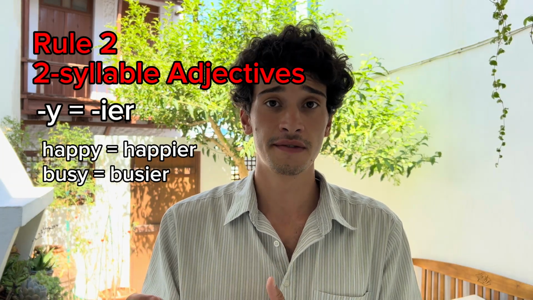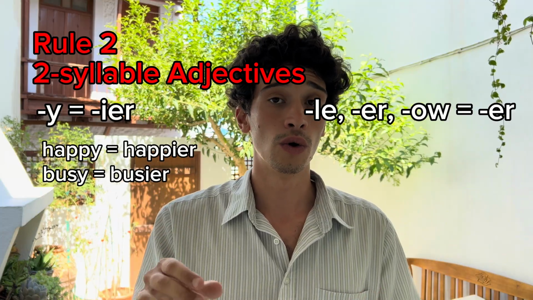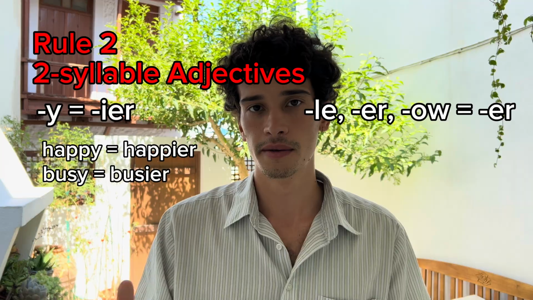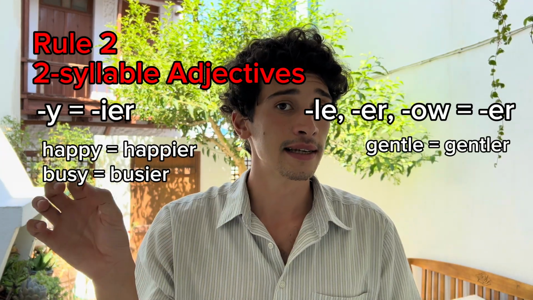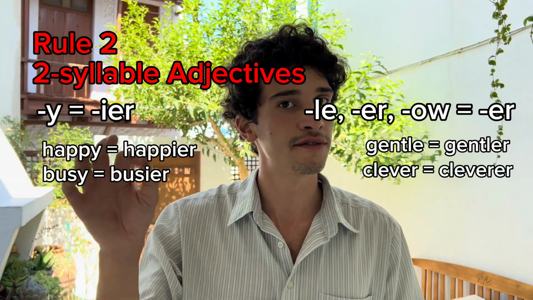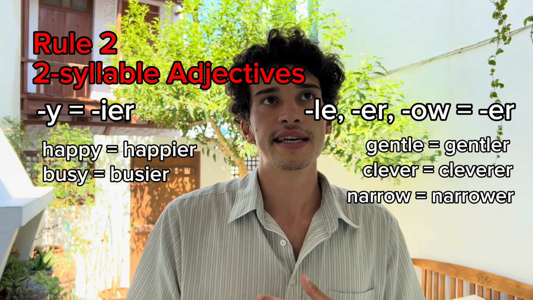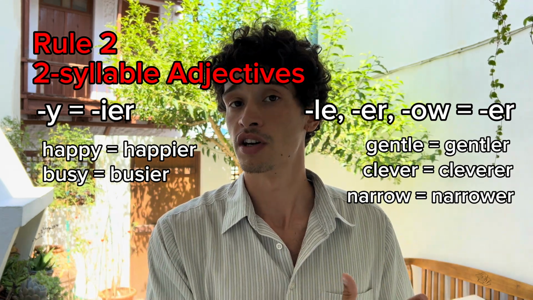If the adjective ends in LE, ER, or OW, then we simply add ER again. So for example, more gentle would be gentler, more clever, cleverer, more narrow, narrower. So for example, the roads in Greece are narrower than in America.